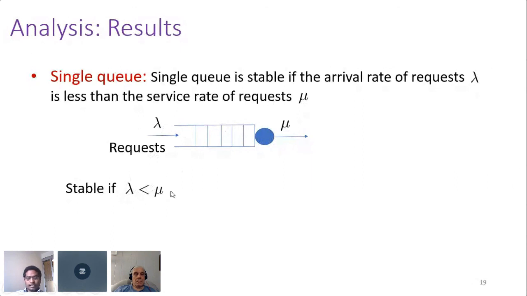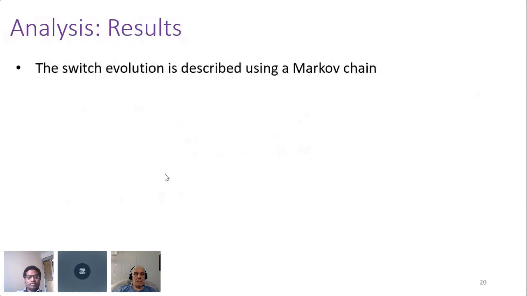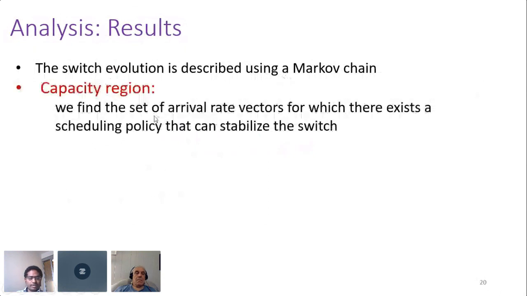So this is a key idea, and we develop a similar condition for a quantum switch to be stable. In our analysis, we are able to capture the behavior of the quantum switch as the evolution of a Markov chain. And then we define a capacity region, which is the set of arrival rates of different types of requests for which we can find a scheduling policy that can stabilize the switch.